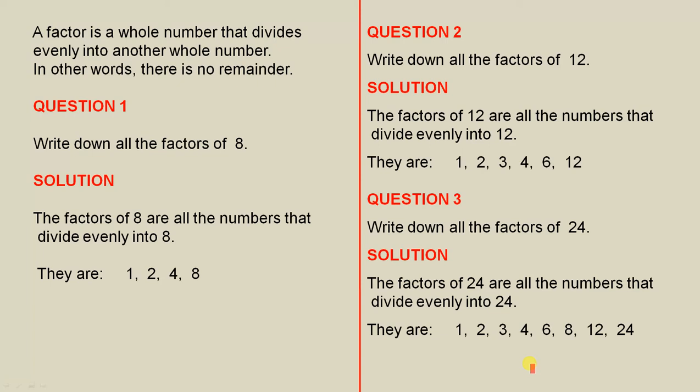Now in those first 3 questions, I wonder if the students will notice that there's something very interesting happening. For the factors of 8, we have 1 and 8 are 2 of the factors. For the factors of 12, we have 1 and 12 are 2 of the factors. For the factors of 24, we have 1 and 24 are 2 of the factors. So that's very, very interesting, and it's very important to remember that.